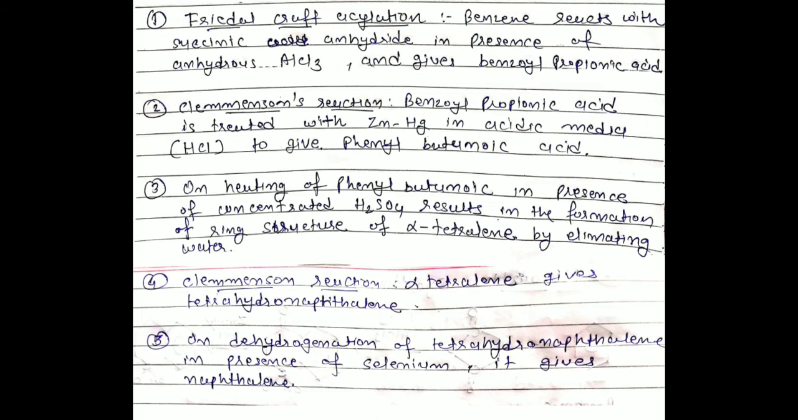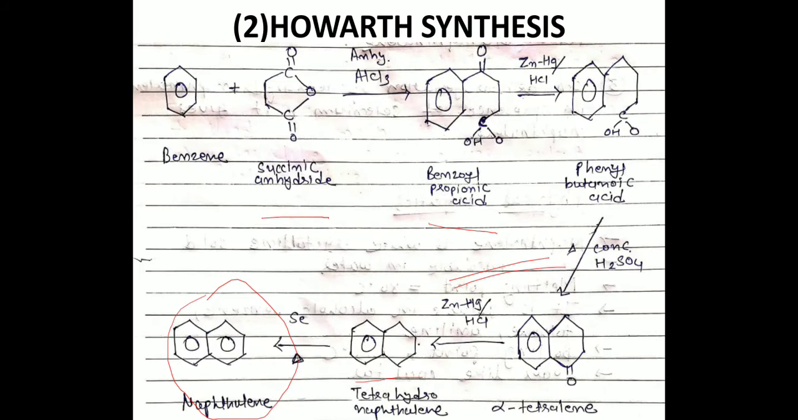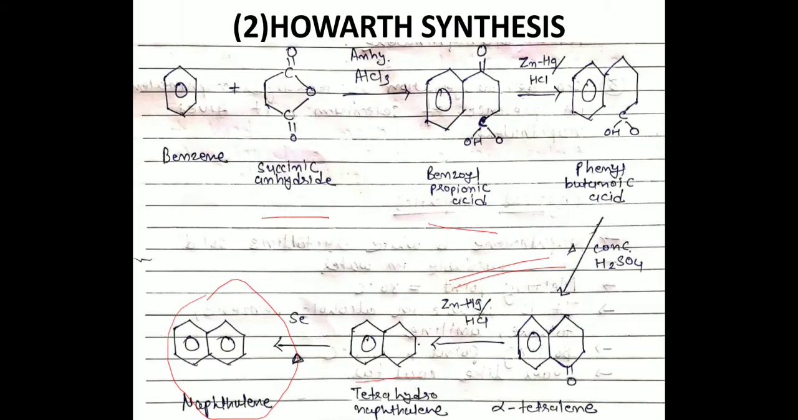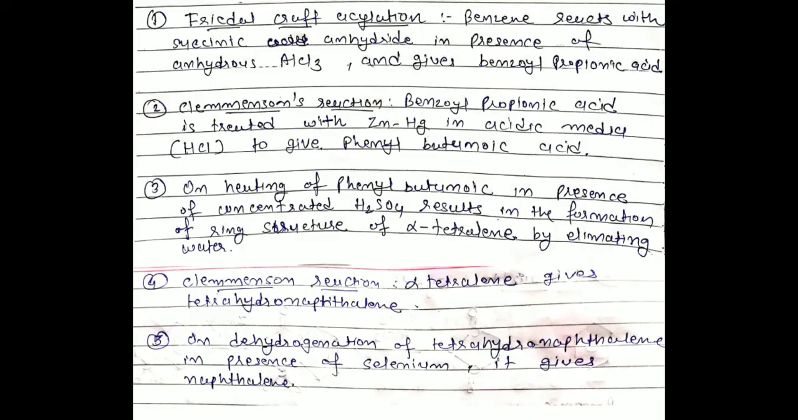On the third step, heating of phenyl butanoic acid in presence of concentrated sulfuric acid results in formation of the ring structure of alpha tetralone by eliminating water. Fourth step is Clemmensen reaction in which alpha tetralone is treated to give tetrahydronaphthalene. Fifth step is dehydrogenation of tetrahydronaphthalene in presence of selenium, it gives naphthalene.